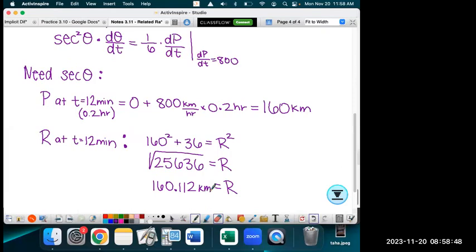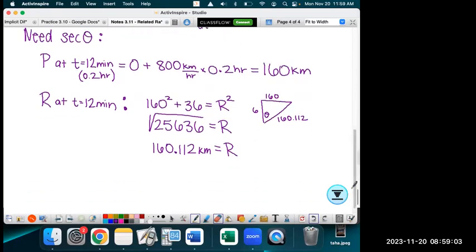All right, so that means that secant theta, if I go to draw this information into a right triangle, see 160, 160.112, and then this was 6. Obviously not to scale. Secant theta is hypotenuse over adjacent. So that would be, considering our right angle is here, 160.112 over 6.